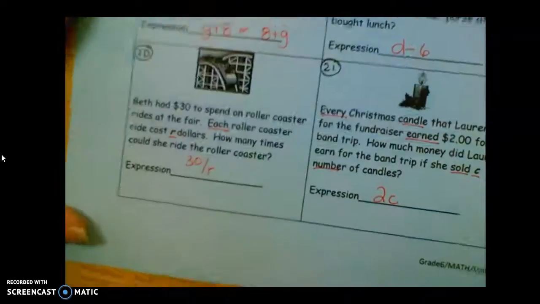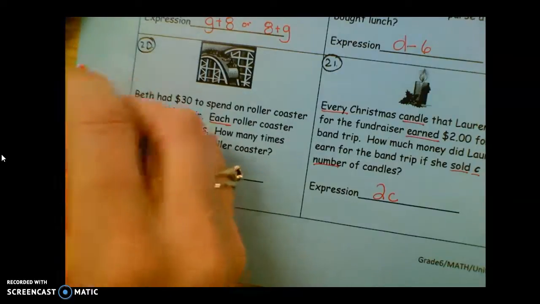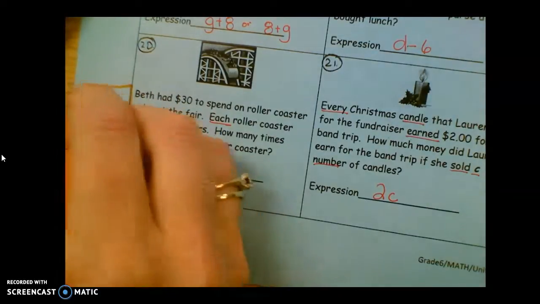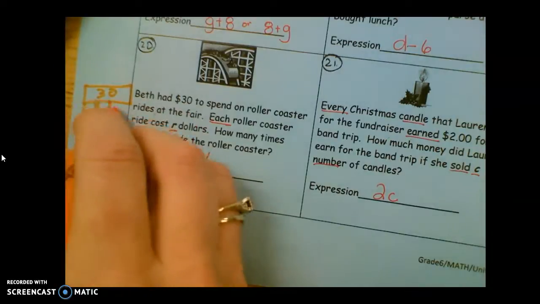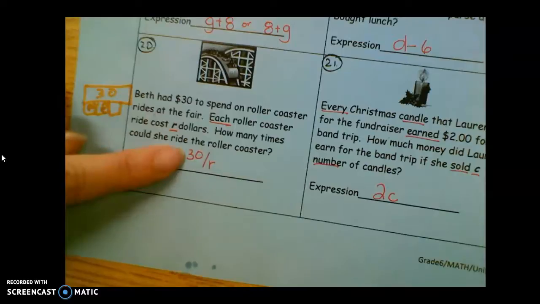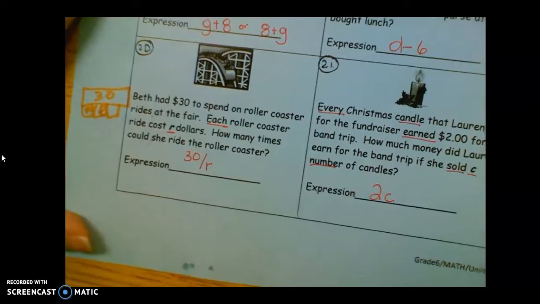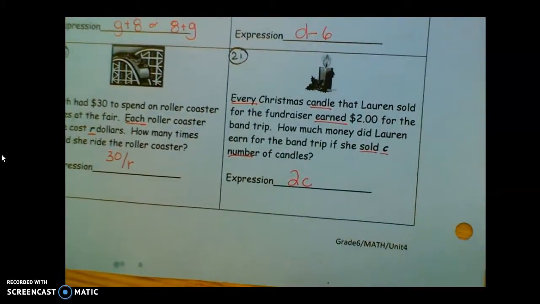Over here, he has $30 to spend. Each roller coaster ride costs R dollars. How many times could she ride the roller coaster? Again, we're starting with that $30 as our total, and then we're doing R, R, R. We don't know how many R's we can get, so it's 30 divided by R. If you use the division sign, I'm okay with that. Again, we want to work towards writing it in fraction form because that's what algebra students would do.